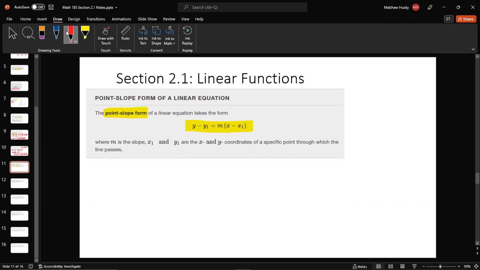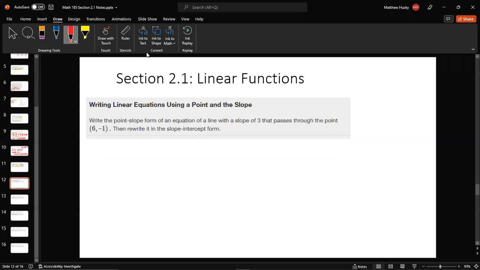And so x1, y1, that is the point that you know. You know one point, which is x1, y1. And then the slope is still m. That's the same as it has been.